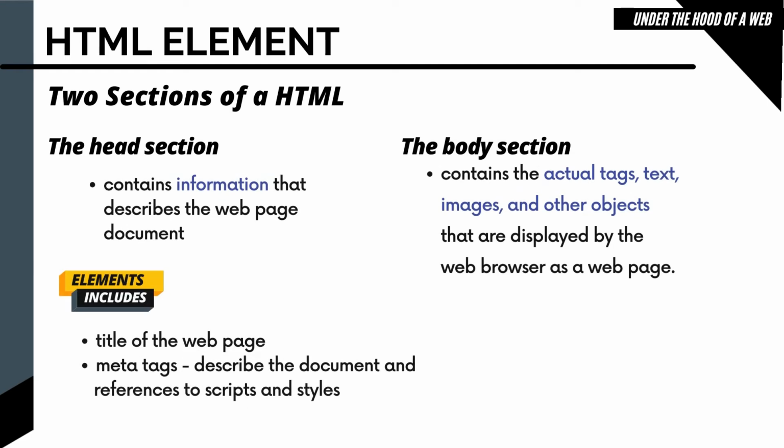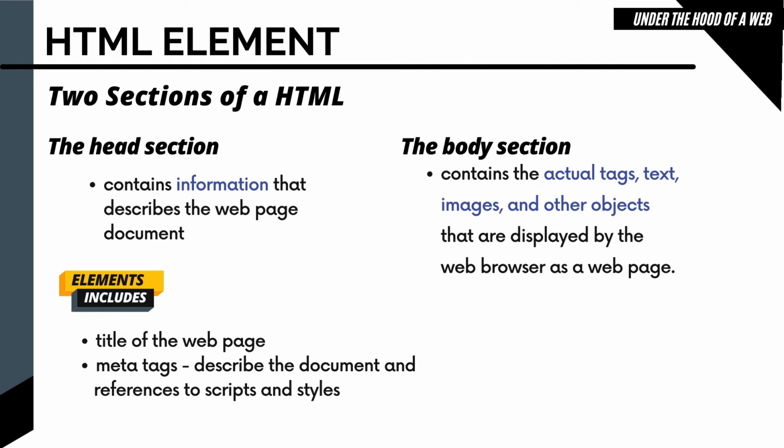The HTML element contains the 2 sections of a web page, the head and the body. The head section contains information that describes the web page document. The body section contains the actual tags, text, images, and other objects that are displayed by the web browser as a web page.